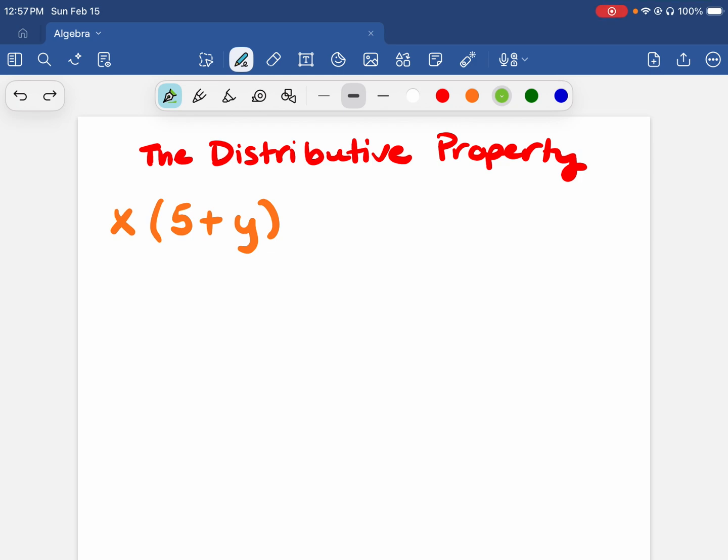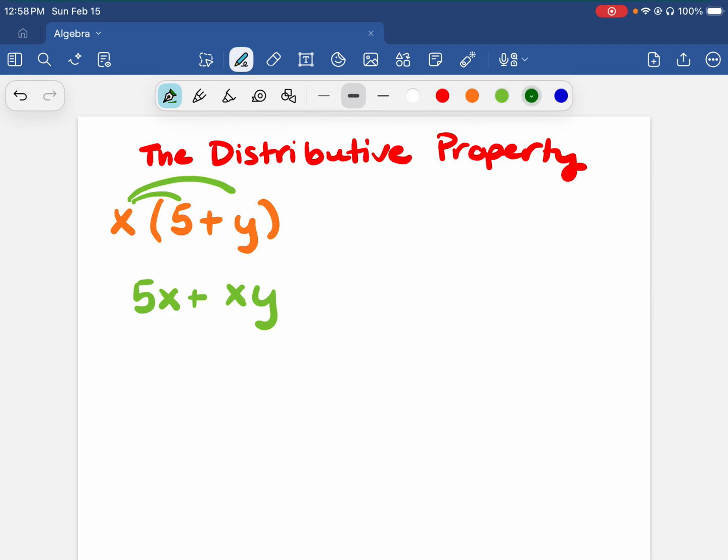In this first example, we're going to share out x to 5 and to y. The parentheses give us a clue as to what operation we're doing here, and that's multiplication. So we're going to do 5 times x, or 5x. And we're going to give the x to the y as well. So x times y, that parentheses means times. And we'll keep our addition sign there.